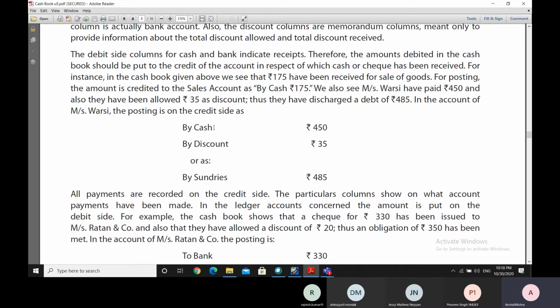When we write by cash, it means that we are crediting Messrs. Varsi account. Why are we crediting Messrs. Varsi account? Because Mr. Varsi has paid rupees 450 to us, and we have allowed a discount to him of rupees 35. So we are debiting the cash account. When we start from the debit of the cash account, we land up crediting Messrs. Varsi account.